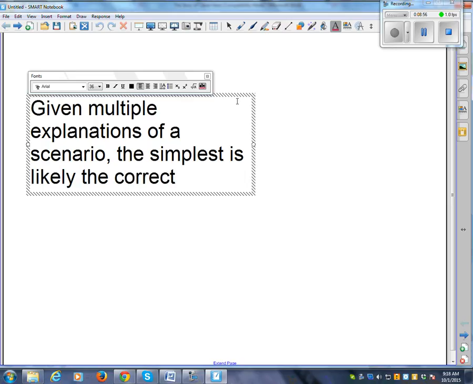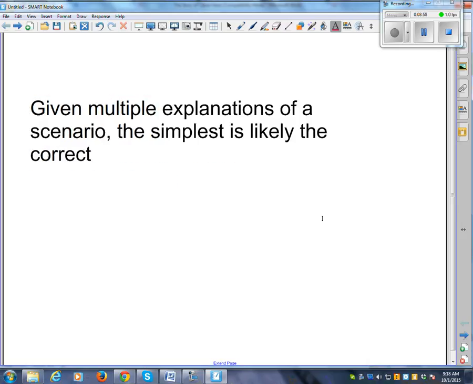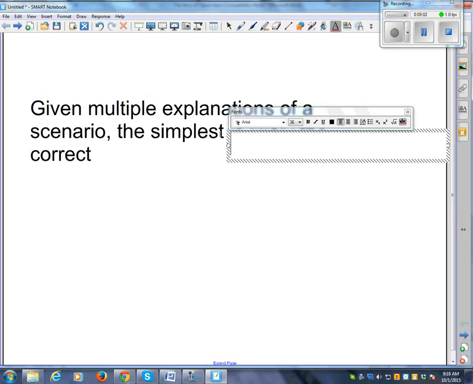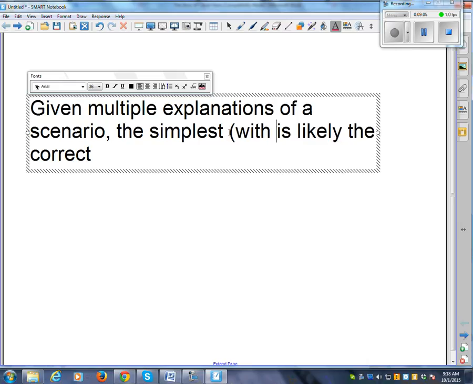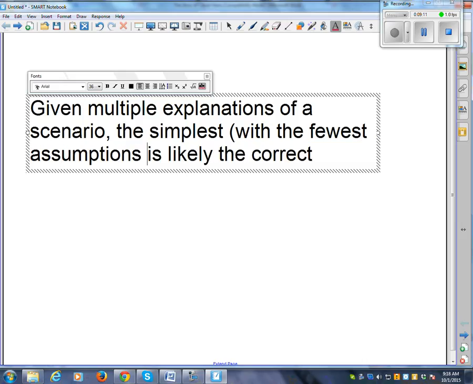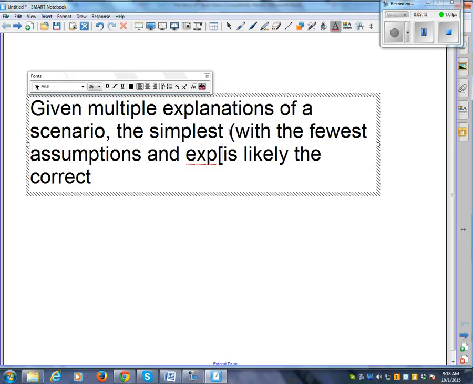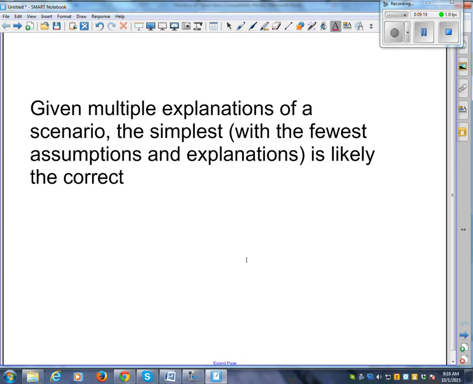Now that's probably the simplest explanation of it, but when I say the simplest, what do I really mean? With the fewest assumptions and explanations, right? Policemen use this all the time, right? When they're trying to figure something out, it's usually the one that's the simplest.